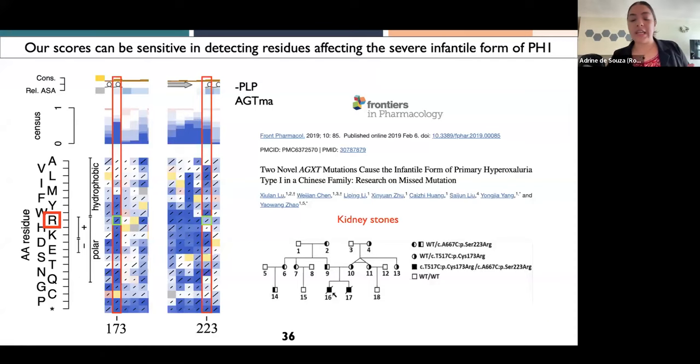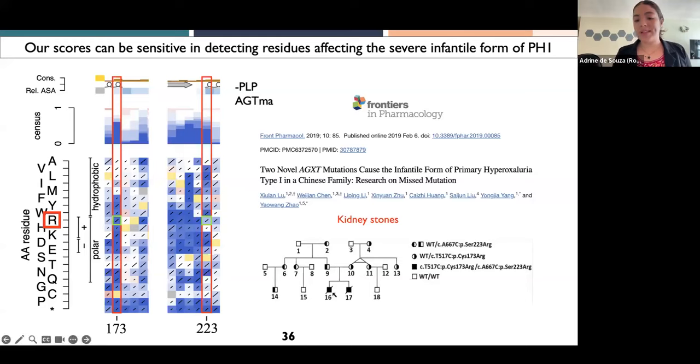So it would be really nice to see any phenotypic data of this family to make sure that if our map is sensitive in this sense, then we will have some type of evidence that the mutation at residue 173 could be the one actually leading to the worst prognosis.